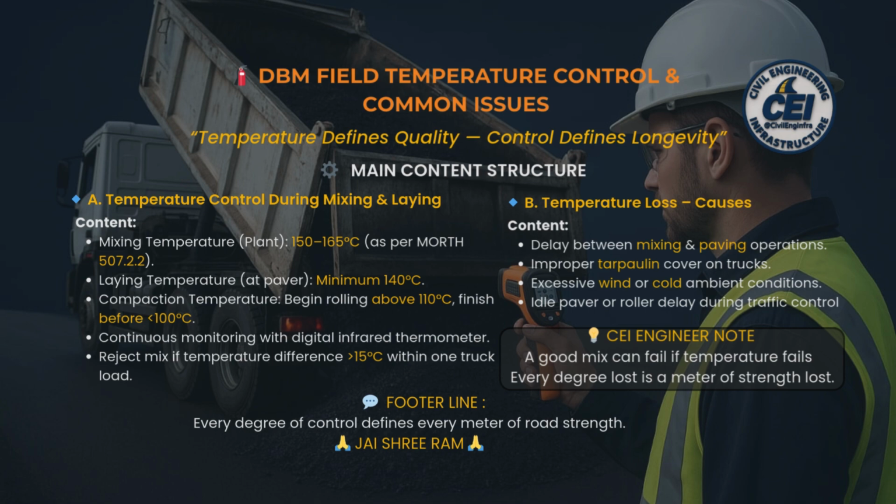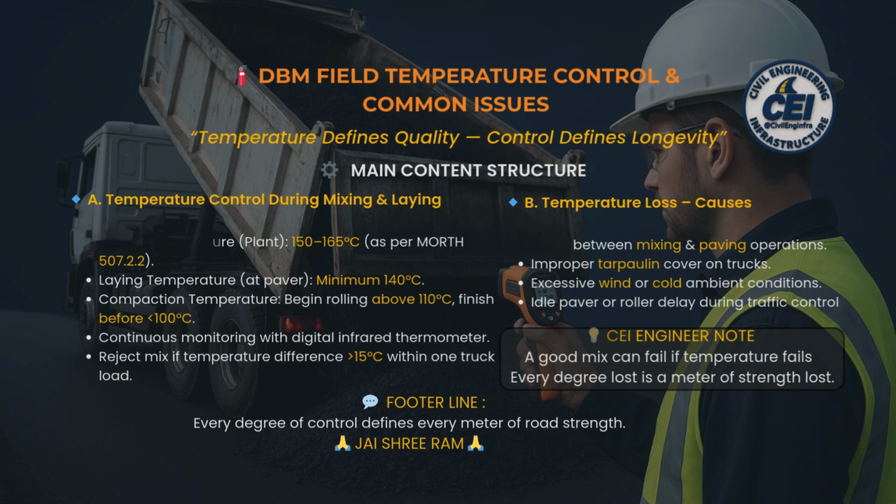CEI engineer note. Even a perfect mix fails if temperature control fails. Every degree lost means a meter of strength lost. References: MoRTH Section 507, IRC 111, 2009, IS 1201-1220. Every degree of control guarantees road life.